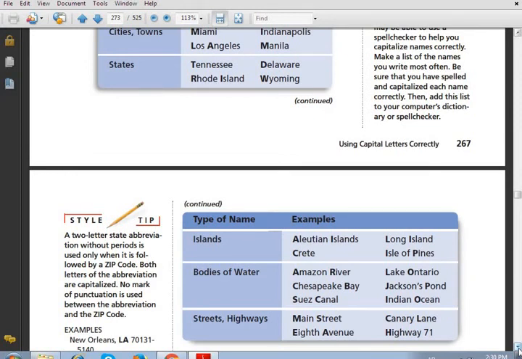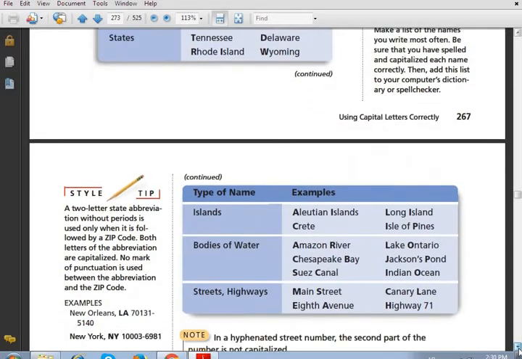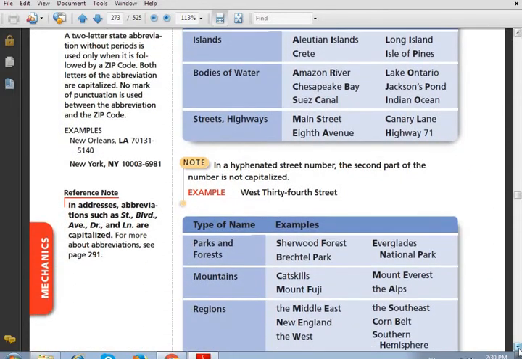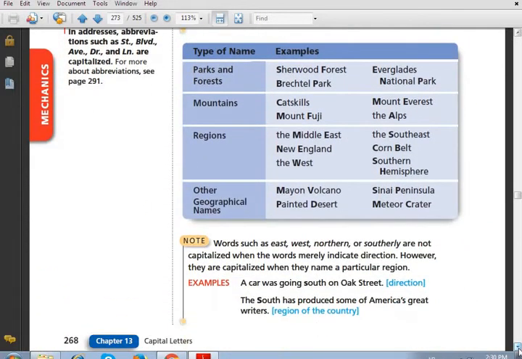We have names of mountains, continents, regions, and other geographical names. Mountain, just like Mount Washington. Continent, just like Australia, Asia. Regions, just like the West Coast. Other geographical names, just like Malay Peninsula, Painted Desert, and so on. Okay, guys, any names related to geography, don't forget. What else do we have?